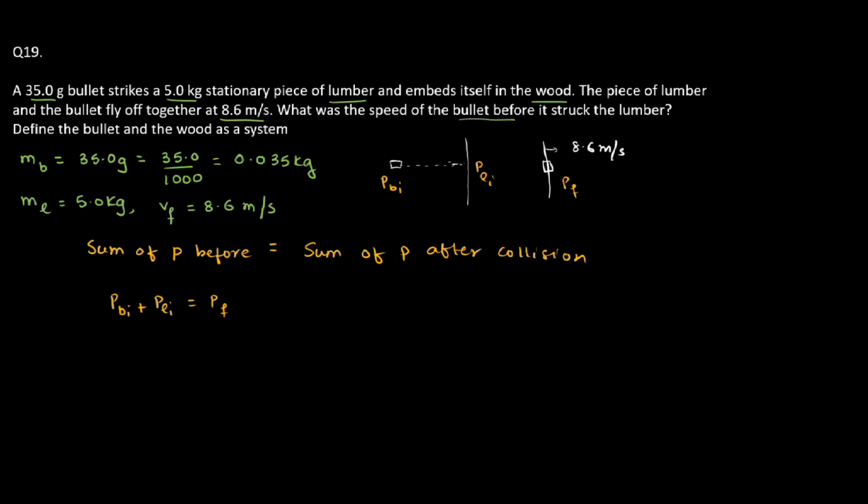Now let's substitute. Initial momentum of the bullet will be mass of the bullet times its initial velocity. Initial momentum of the lumber will be mass of the lumber times its initial velocity. Final momentum of the system will be mass of the bullet plus the mass of the lumber, because after collision, they are stuck to each other. And since they are moving together, I will add their masses, and let v be the final velocity with which they move. I need to find v_BI, the initial speed of the bullet.